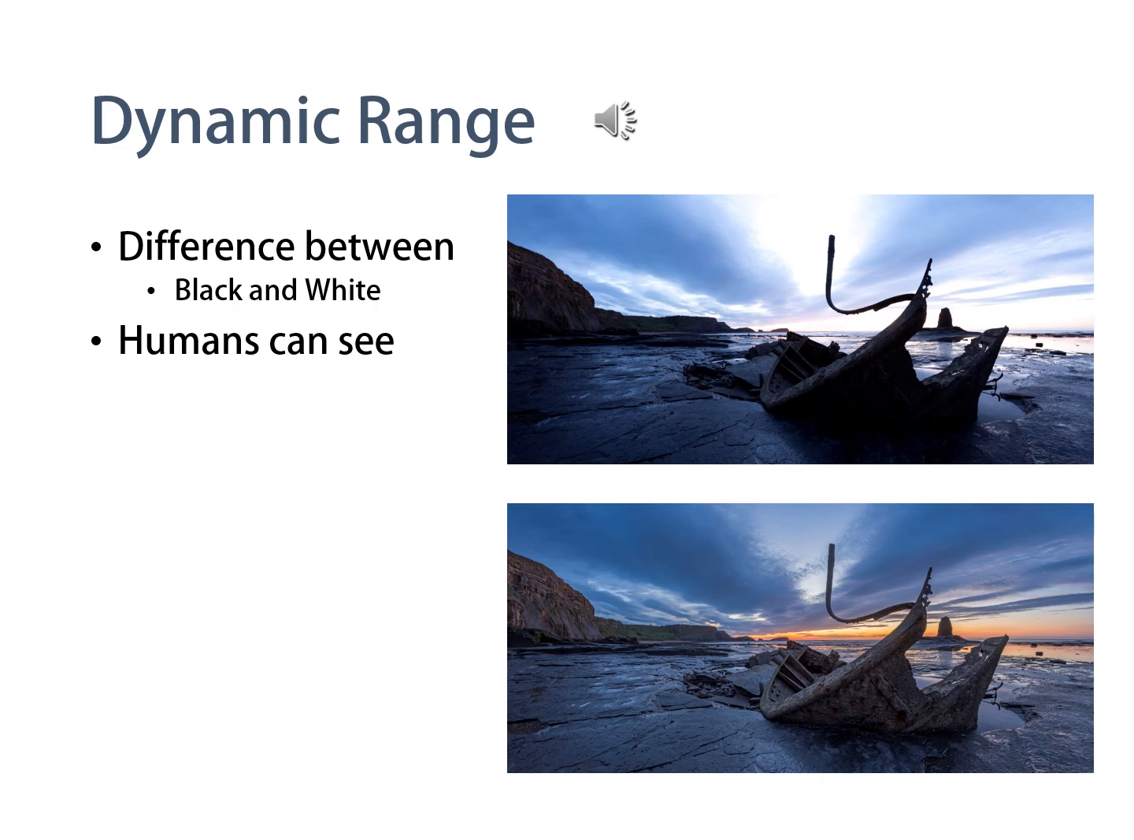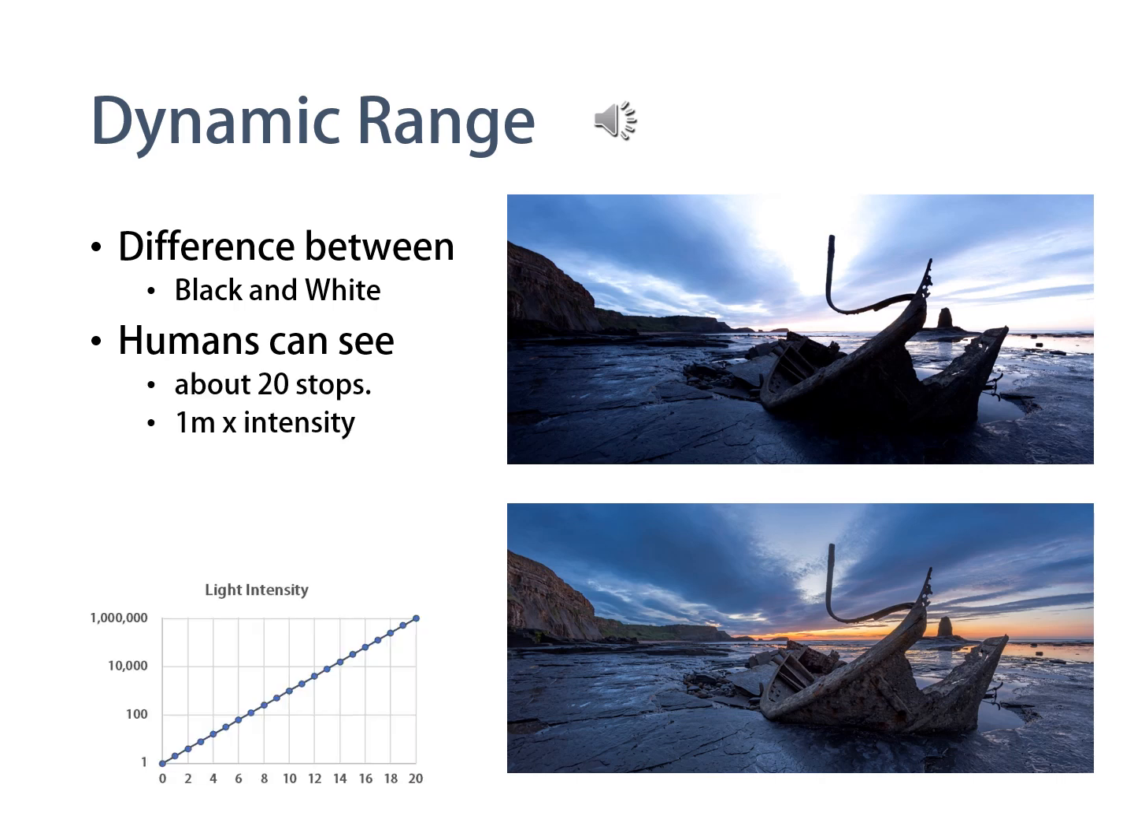From an earlier slide, we note that humans can see from EV-4 to EV16. That's a 20 stop difference. Each stop is 2 times the intensity of light of the previous level. So a 20 stop difference is a total intensity range of around 1,000,000 times.